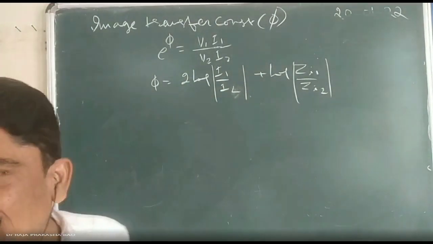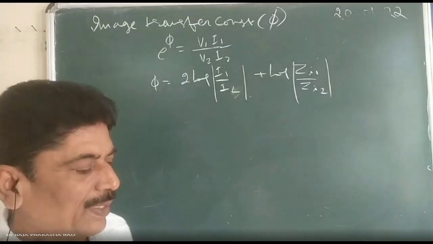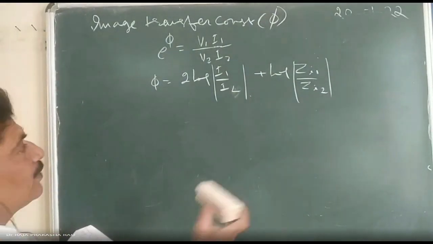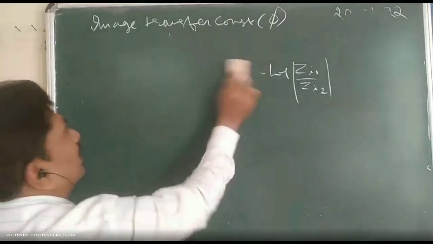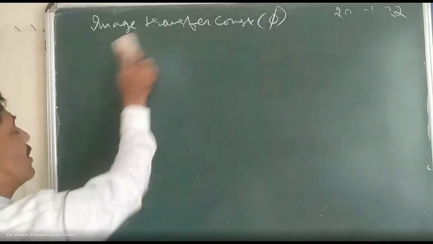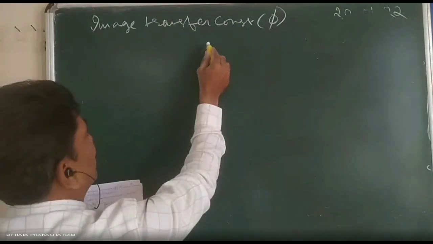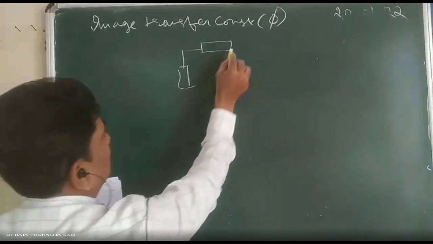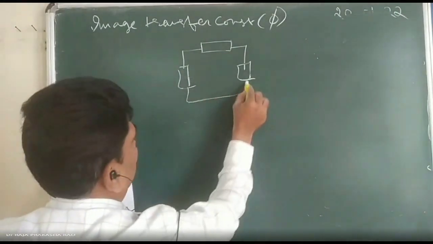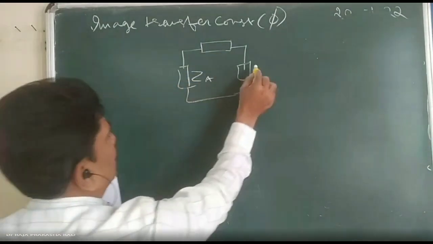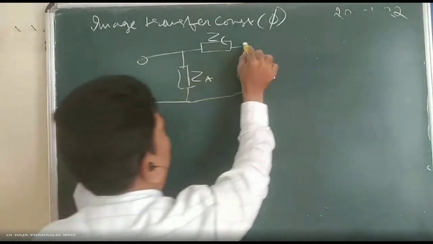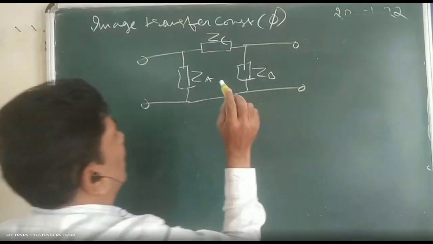By applying KVL to the loops in the given two-port network. I will draw the two-port network and make you understand. I will not do it completely; I think you try to understand from the given notes. I just draw the diagram and then explain. Let us consider this pi network, ZA, ZB, ZC. This is the given network. You should understand the concept well.